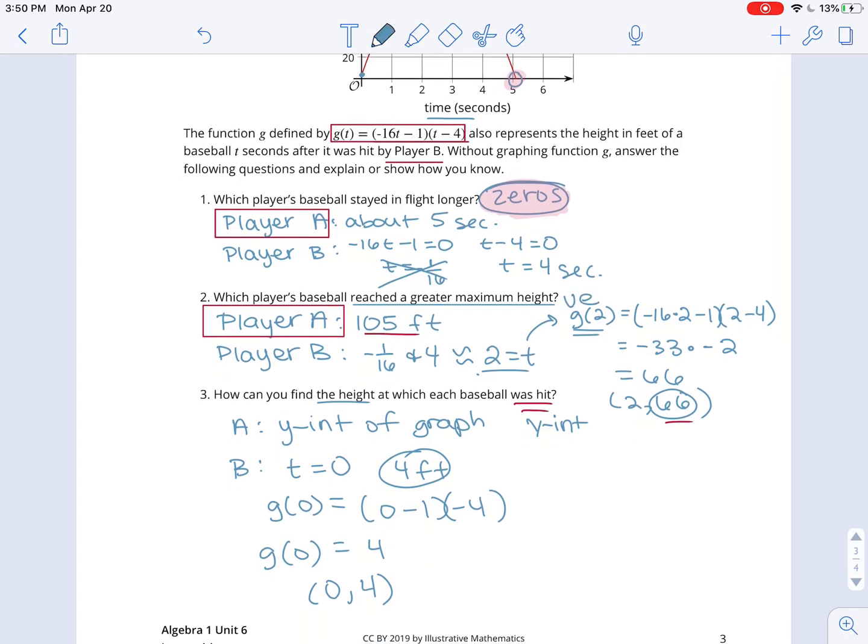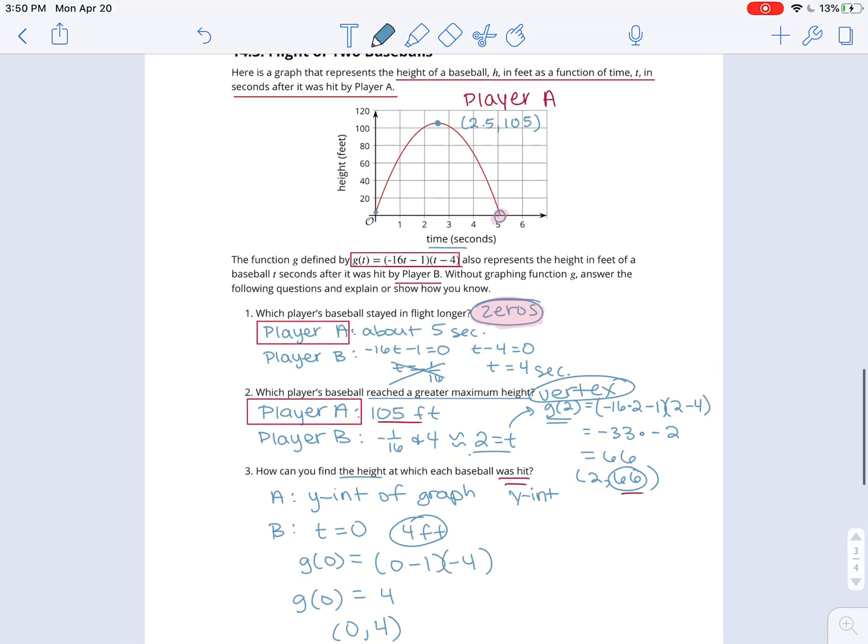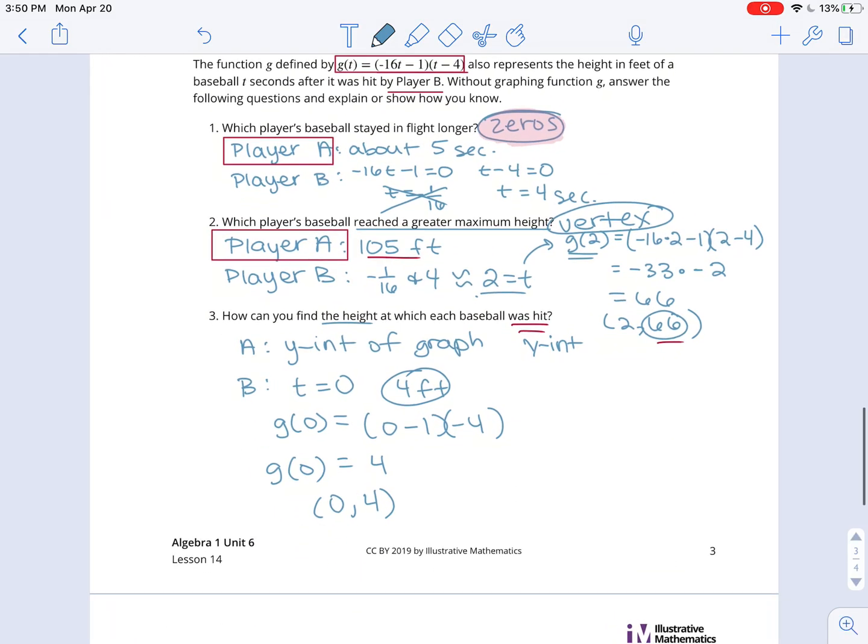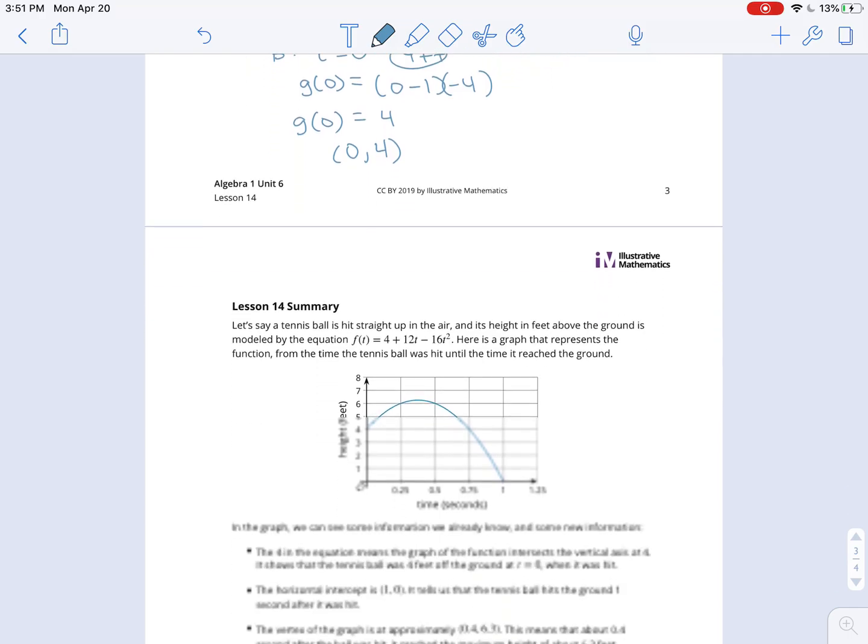For 2, to figure out the maximum height, we were finding the vertex, and in this case, the value of the y-coordinate of the vertex. And for 3, to find the height at which they were hit from, that initial position, we were looking for the y-intercept, both on the graph and then using the equation for player B to find that y-intercept.